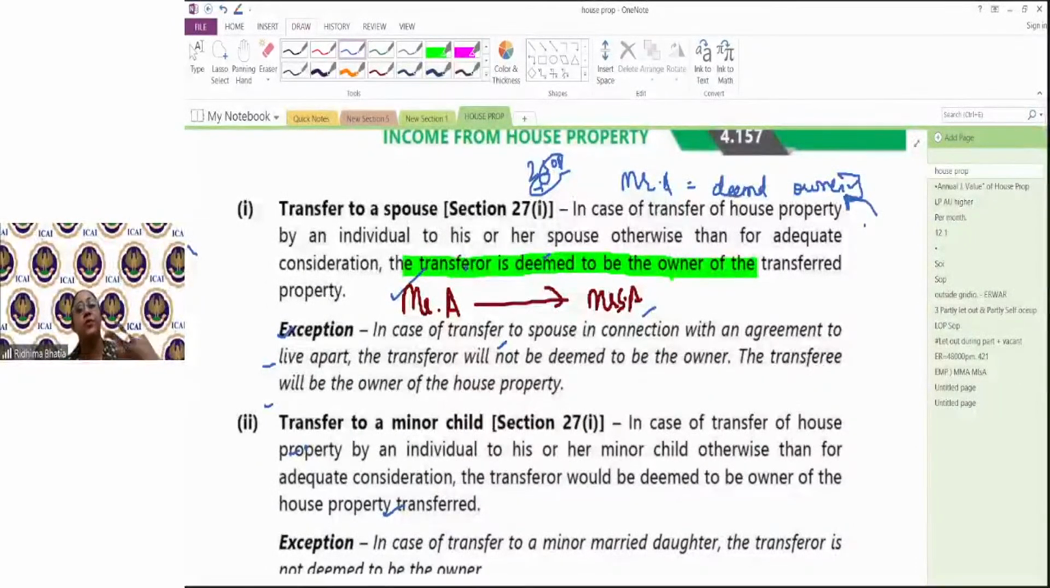If a property worth 15 lakhs is shown as taken for 1 lakh, in that case the transferor would be the deemed owner. Got it? Any doubts? This is not co-ownership, friends. This is deemed ownership.